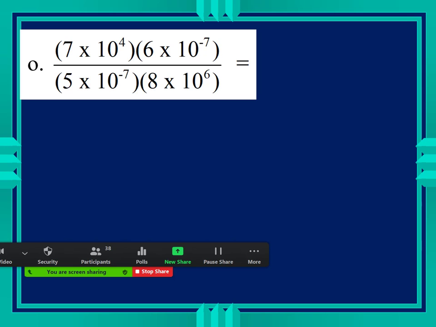My calculator gives me 0.105. To get it between 1 and 10, it's got to be 1.05. I moved the decimal place once, so it's going to be times 10 to the... Well, I made the number bigger, so I need to make the exponent smaller. It's negative 1. This number is less than 1, so it's a negative exponent.